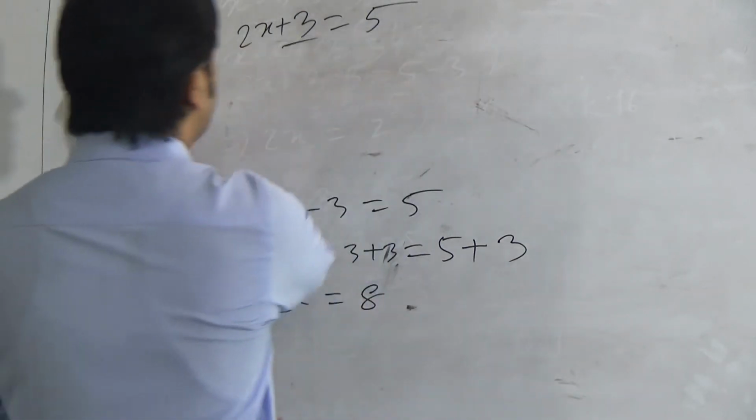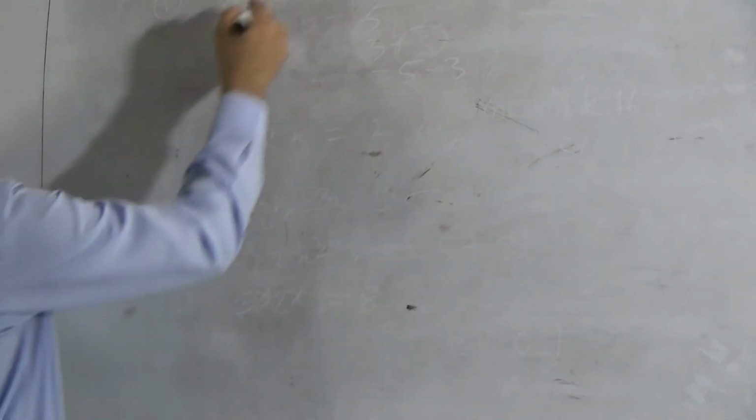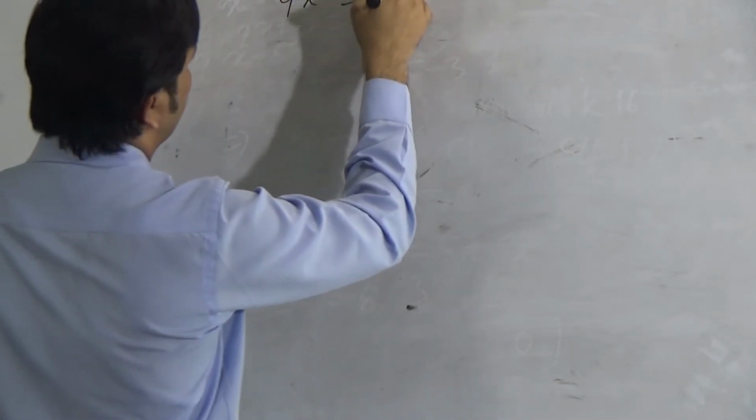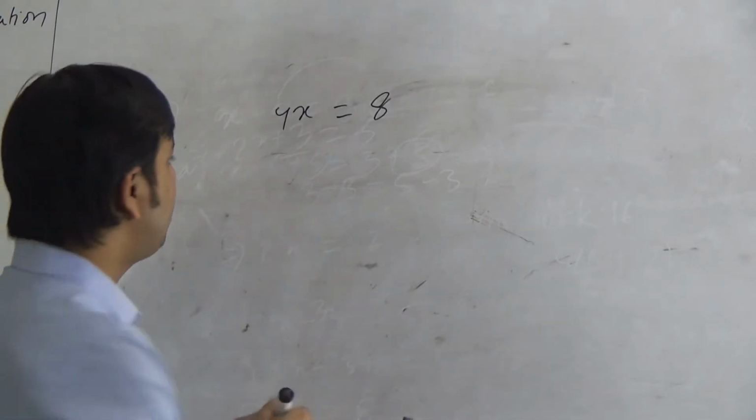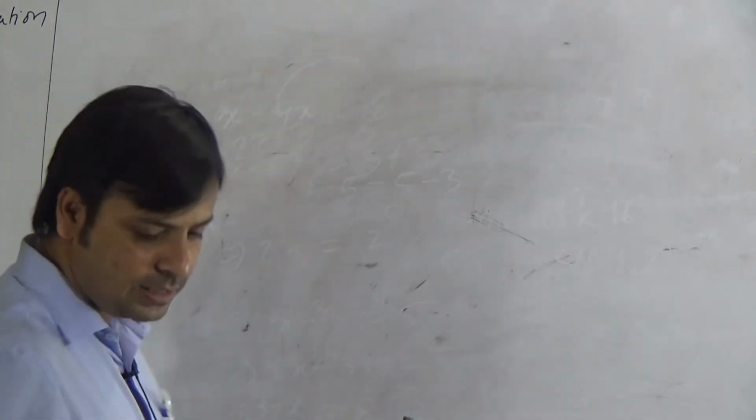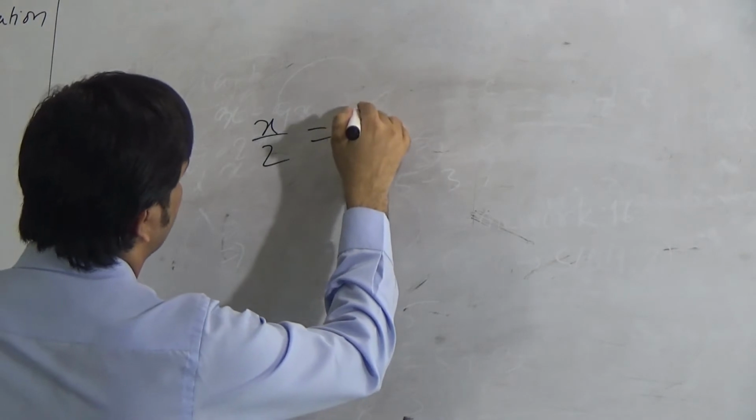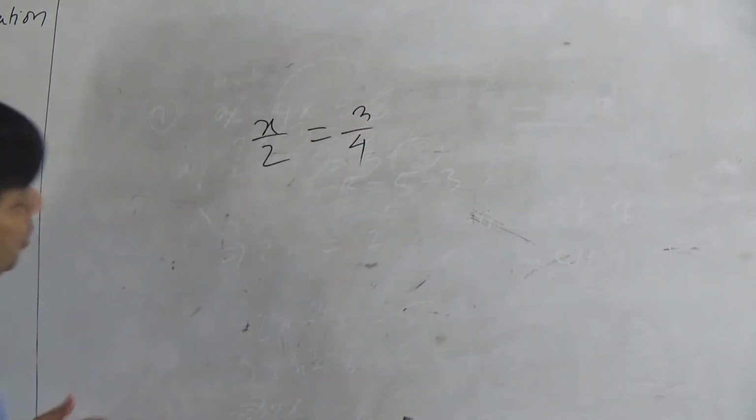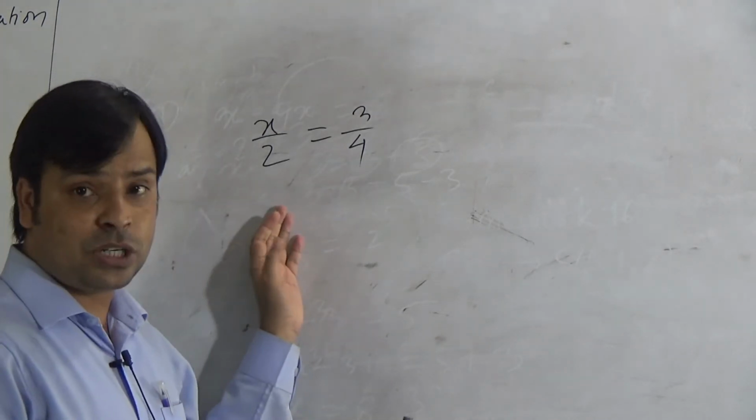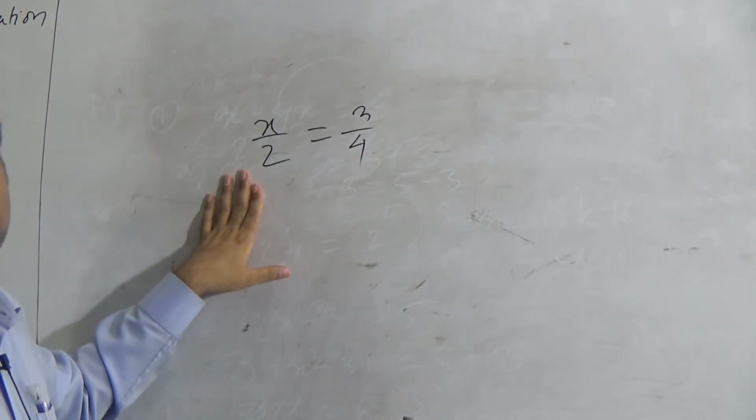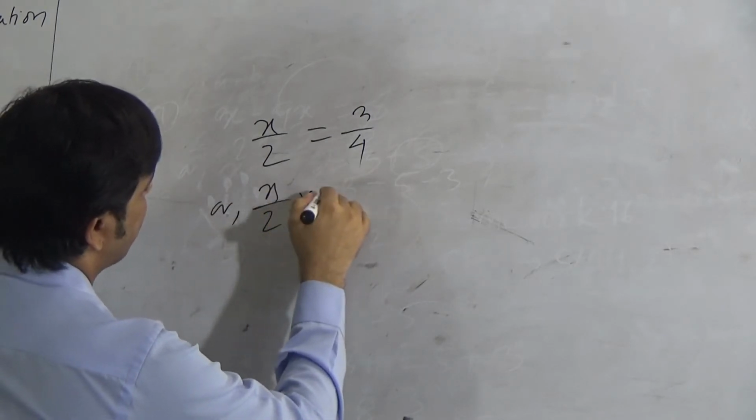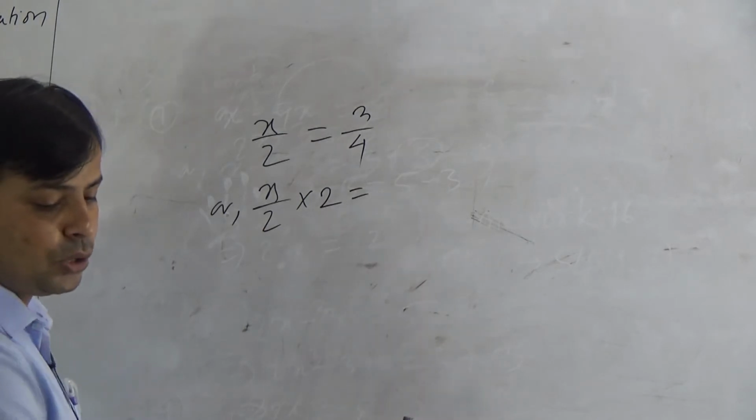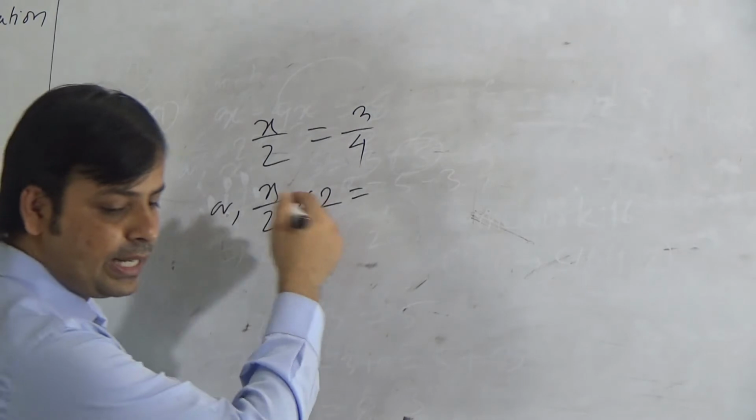Okay, now I will show cancellation law for multiplication. Dear students, now see here, suppose here is 4x equal to 8, but I want to remove this 4. Sorry, this one is not the cancellation law for multiplication. Suppose here is x by 2 equal to 3 by 4. As we are learning cancellation law for multiplication, we need to cancel 2 from the variable. To remove 2, what can we do? We have to multiply both sides by 2. So if we multiply both sides by 2, what will we get here?